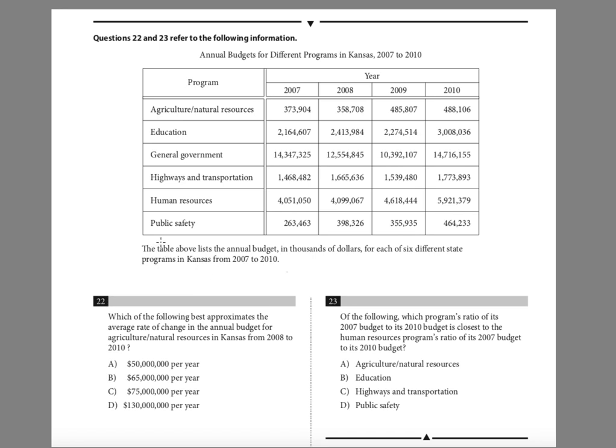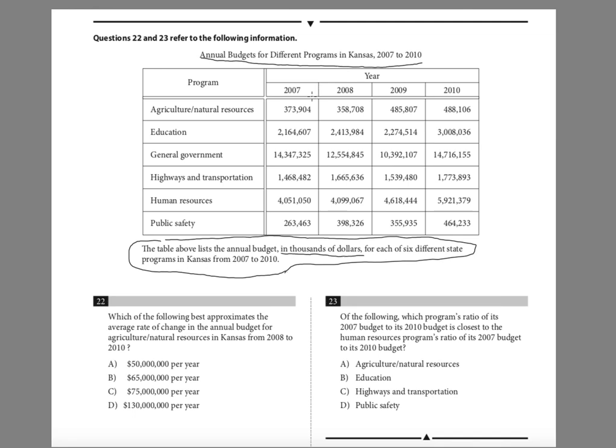So it says the table above lists the annual budget in thousands of dollars, all right? So in thousands of dollars. In other words, we have to add 3 zeros to each of these values, all right? For 6 different state programs in Kansas from 2007 to 2010, and it gives it to us right here, 07, 08, 09, 10, and then we have different programs, education, general government, etc. And it's giving us annual budgets for different programs in Kansas, right? Just reiterating what it is, okay?